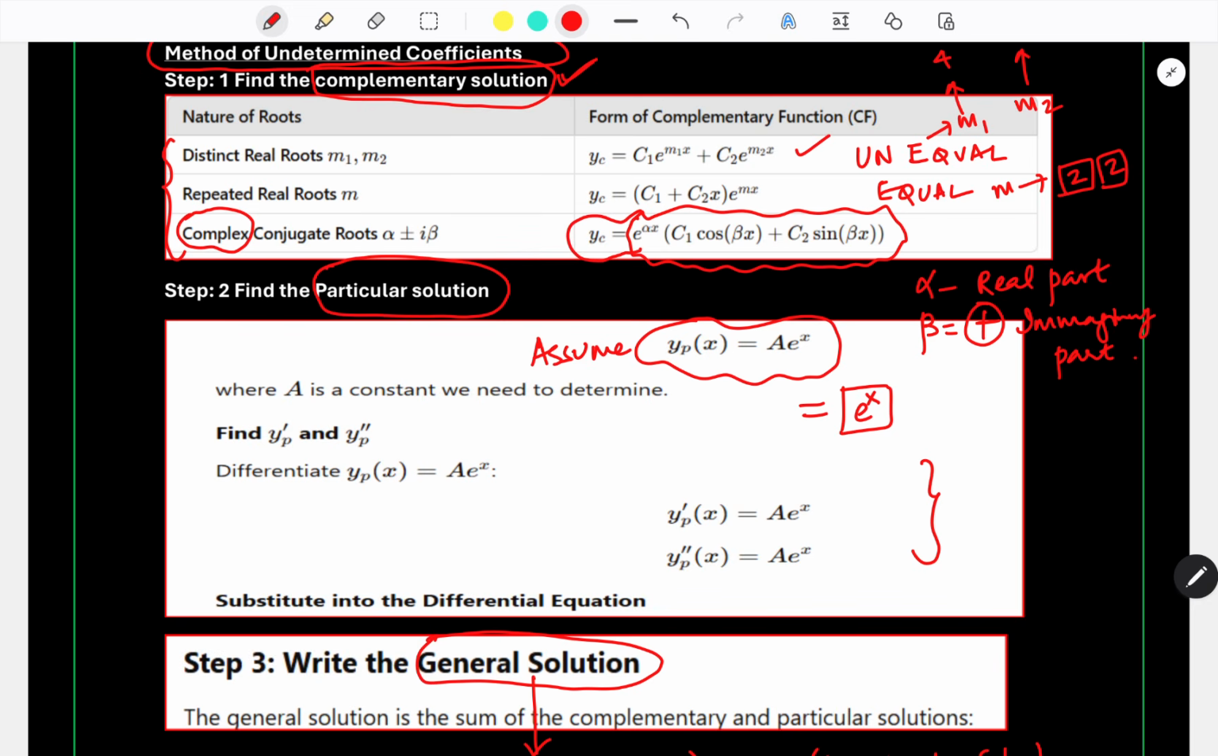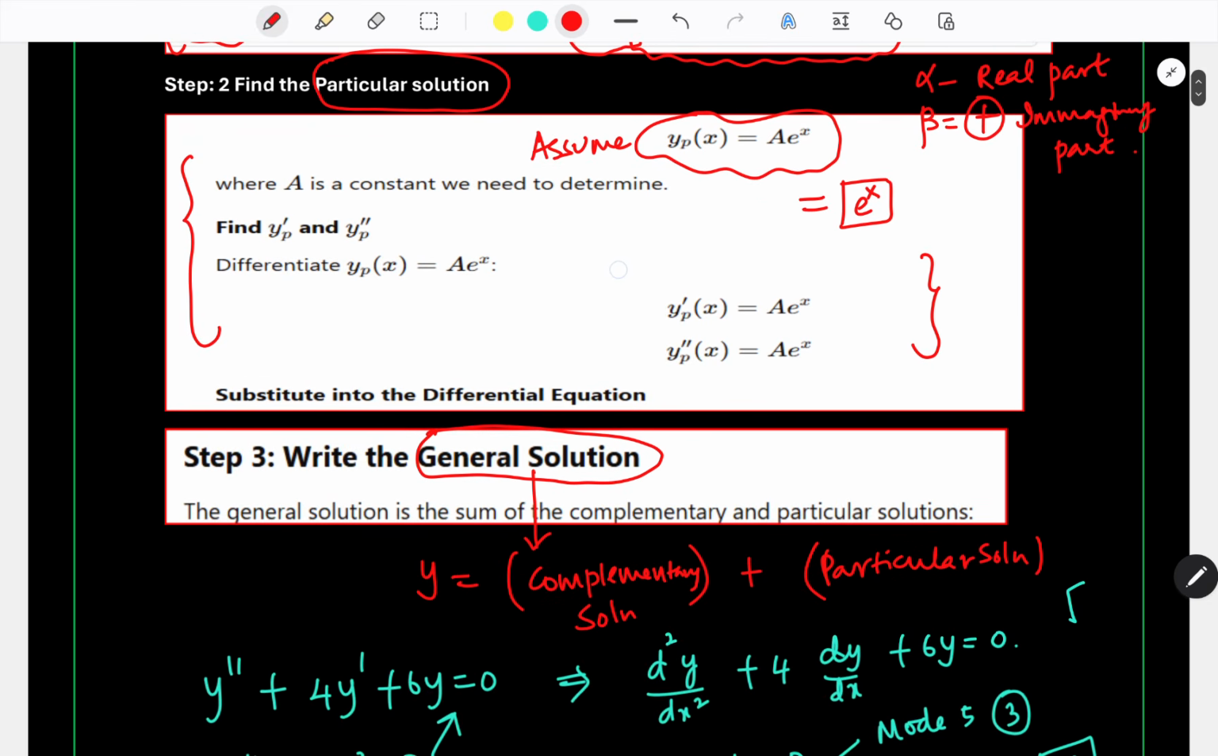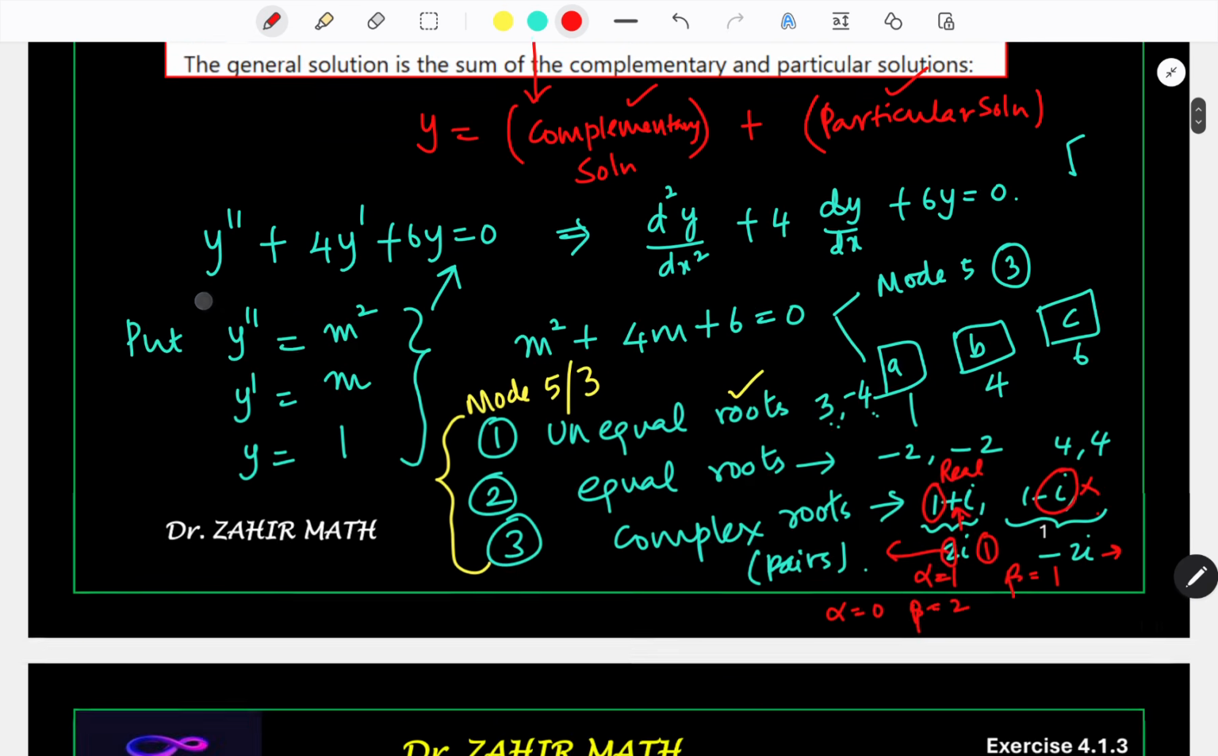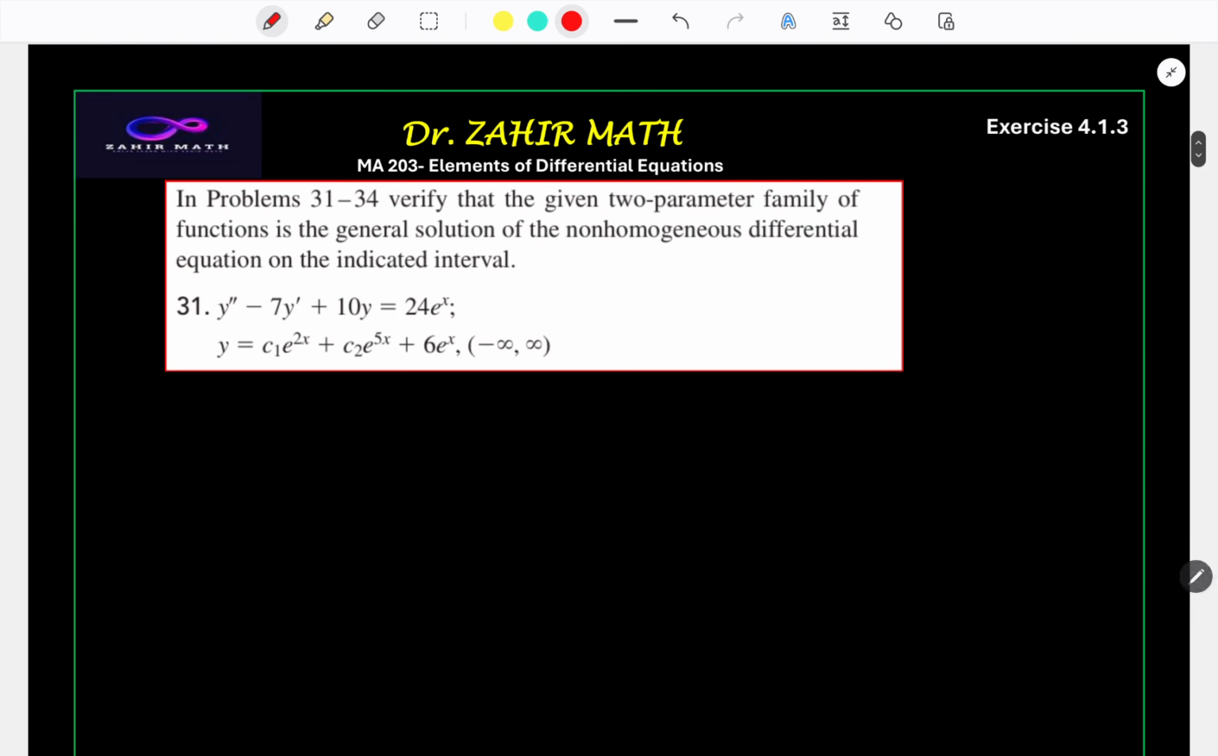To find the complementary solution, then this one rule for the particular solution. Then for the general solution, you're going to write y equals complementary solution plus particular solution. Is that clear to all of you? Right. Let's go to the question.